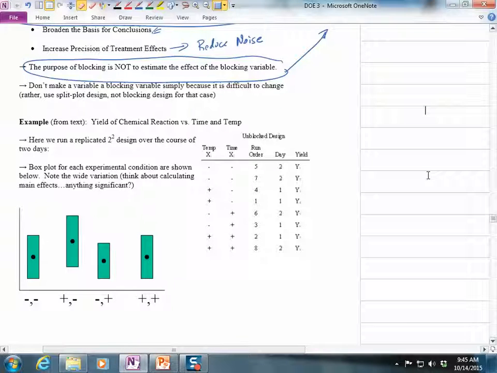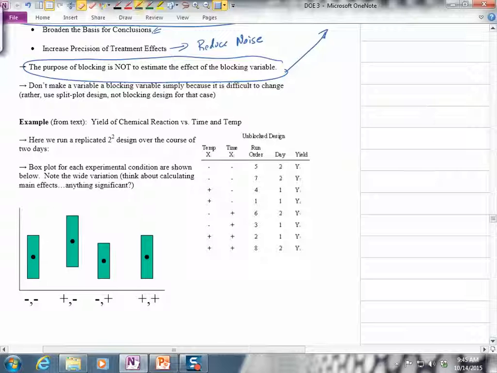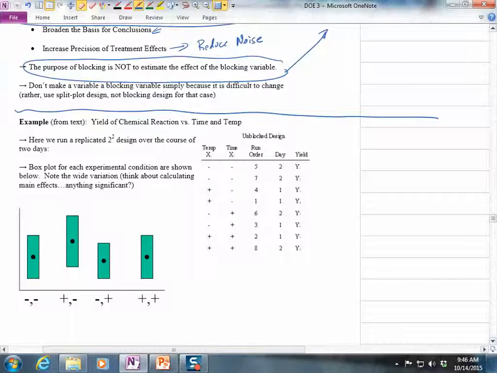So that's why we do blocking, and I think we will call it a week there, and we'll talk more about the details of blocking come Monday. So have a good fall break.